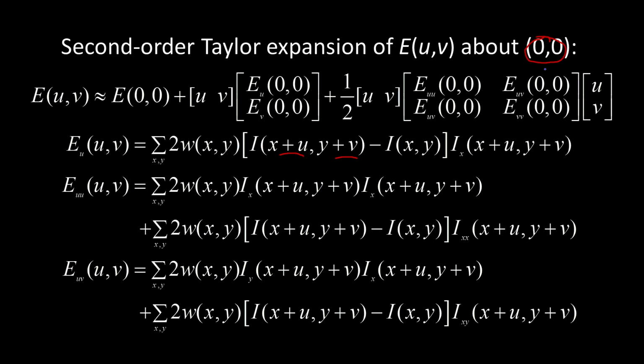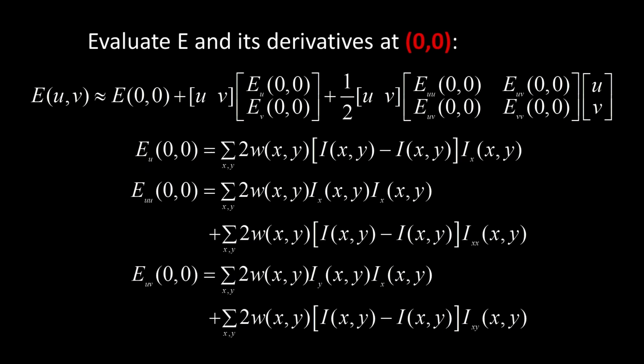Okay? Remember, we're evaluating our derivatives at 0, 0. So all of these terms that have the plus u and the plus v go away, and you get something much simpler that looks like this. Now, that still looks kind of ugly, until we start to realize that a lot of this stuff goes away. So first of all, what is e at 0, 0? What is the error I get if I don't slide the thing at all? It's 0. Great.